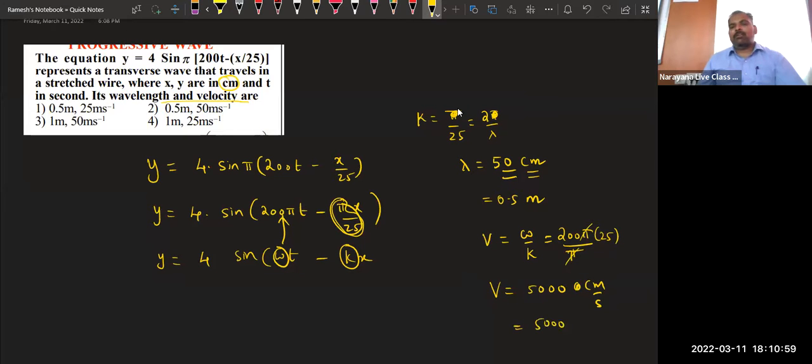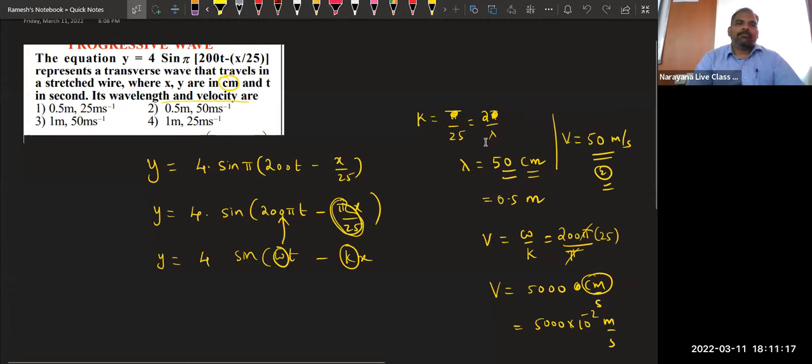5000 centimeter equals how much? 10 power minus 2 meters per second. So V is equal to 50 meters per second. Option 2 is the correct answer. Clear?